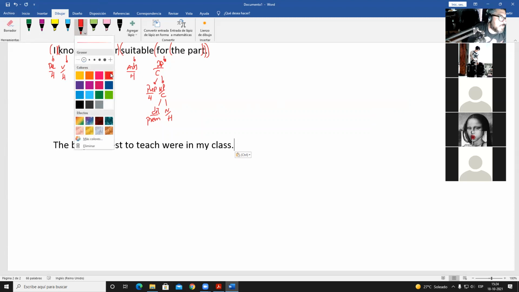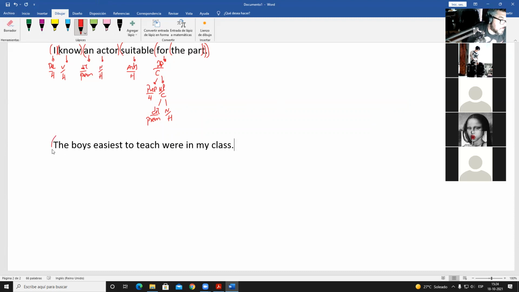Therefore, what I have is this. The boys easiest to teach were in my class, right? So here we have our prepositional phrase. This is the verb phrase verb, prepositional phrase, were in my class, adverbial, right? So here we have the verb head and now the prepositional phrase over here. So preposition head. This is my noun phrase complement, my class. Determiner, premodifier, noun head, and then the boys easiest to teach. They were in my class.